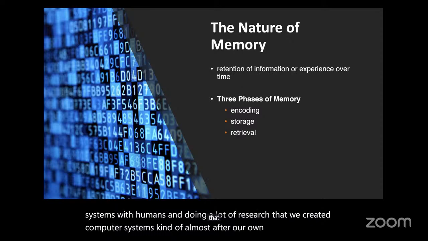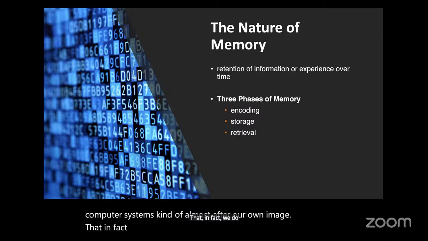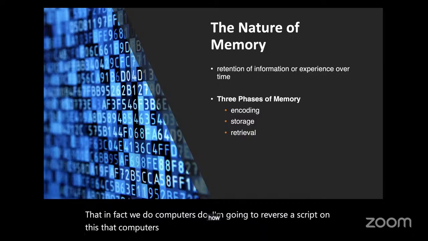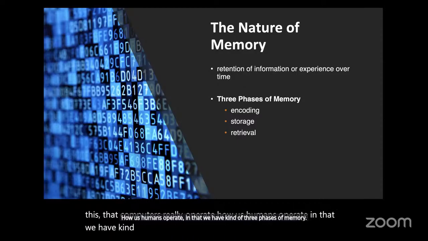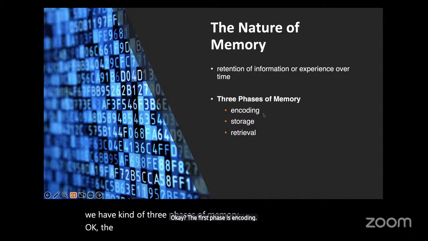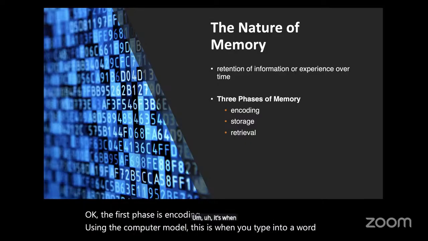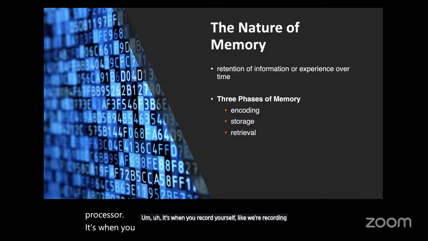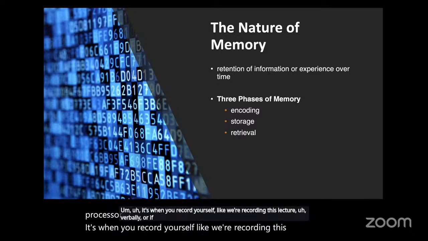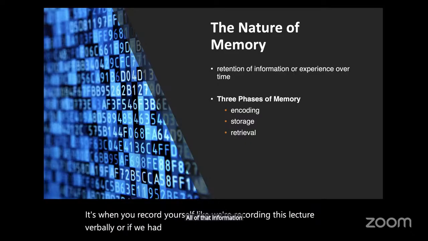That in fact, I'm going to reverse the script on this, but computers really operate how us humans operate, in that we have kind of three phases of memory. The first phase is encoding. Using the computer model, this is when you type into a word processor. It's when you record yourself, like we're recording this lecture verbally, or if we had our videos on. All of that information is going into that system.